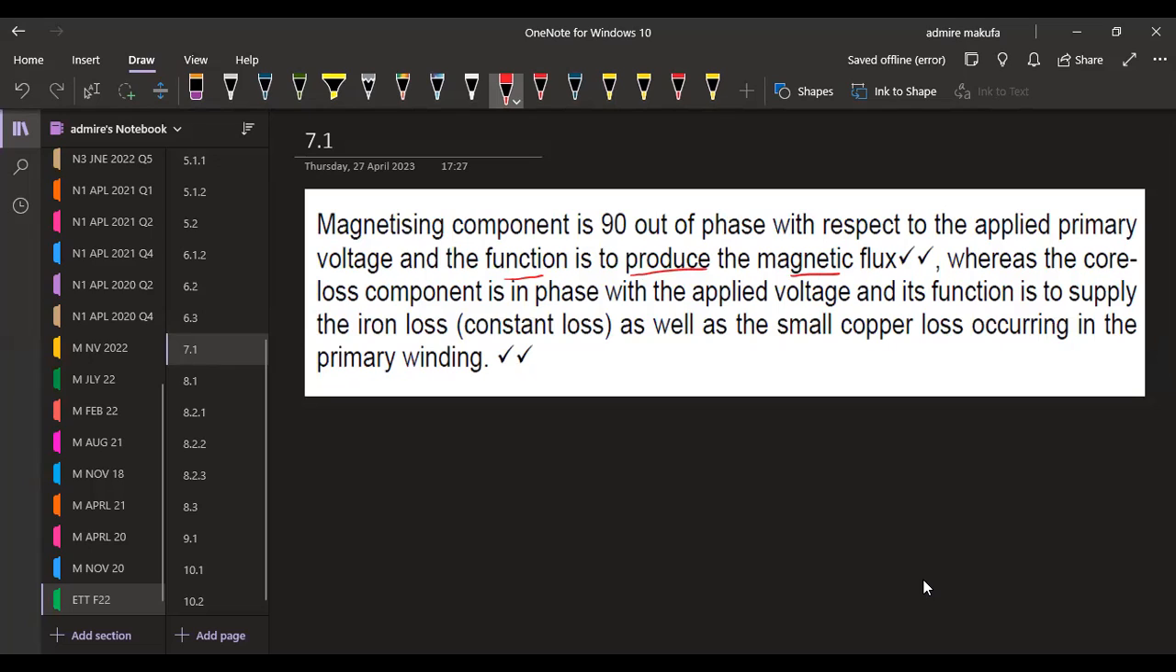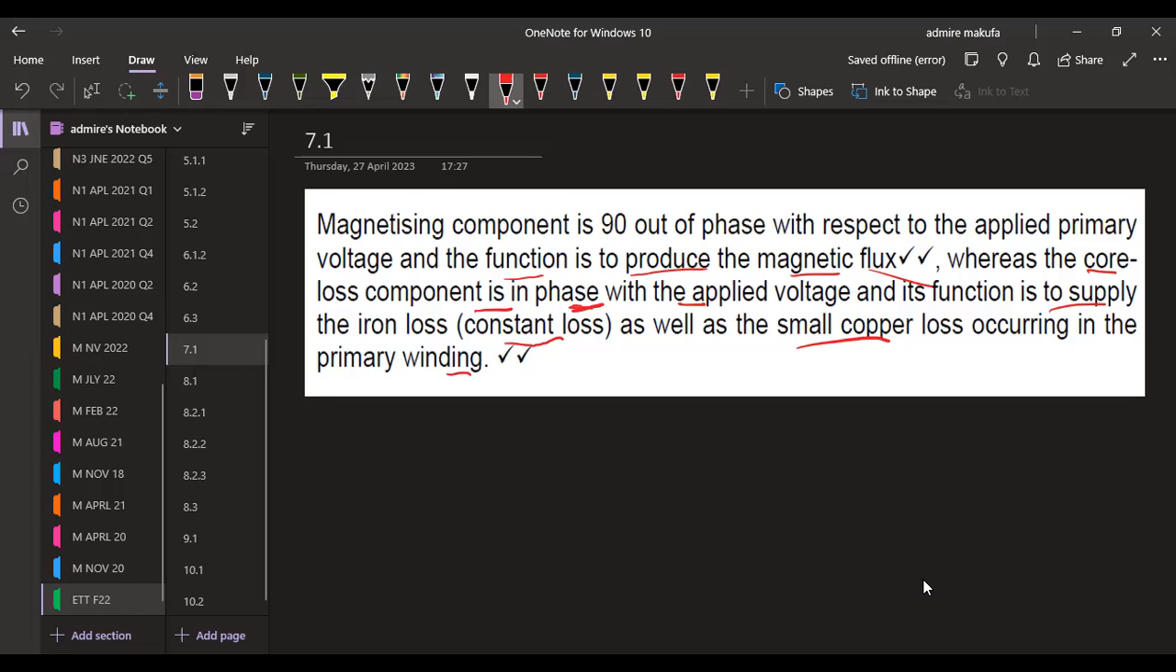So this is to produce or to give us the magnetic flux, whereas the core loss component is in phase with the applied voltage, and its function is to supply the iron loss, that is the constant loss, as well as the small copper loss occurring in the primary winding.